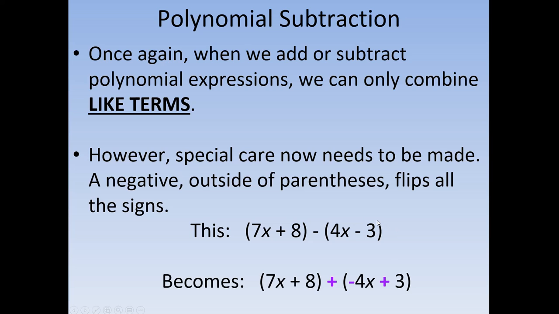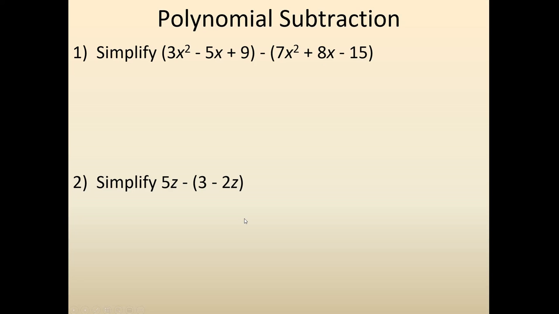So now my equation looks like this. 7x plus 8, that stays the same, plus minus 4x plus 3. Now that I have this, I can end up doing the problems a lot easier. You didn't have to do this, but to me it is the significantly easiest thing to do. All right? So here are the first set of questions. You can pause the video, work on this stuff, and we'll go over it in a second.